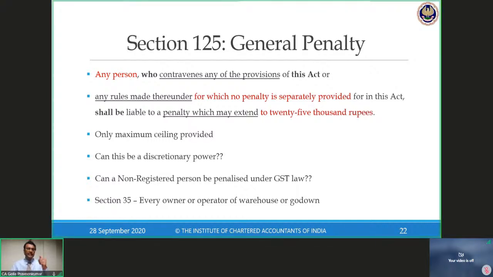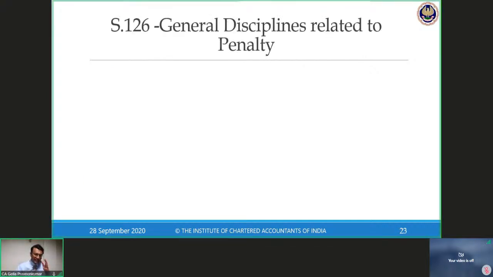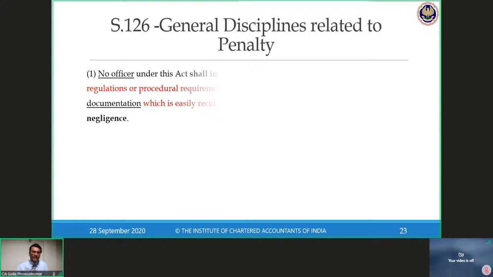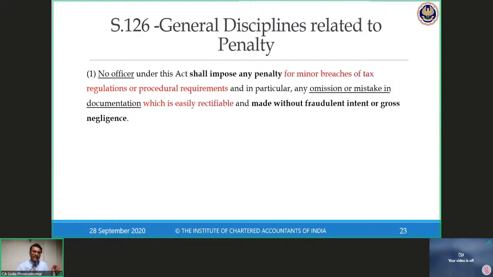So I'll continue with my discussion on section 125. That is the general penalty, section 125. Coming to the next provision called section 126, general disciplines related to penalty. Very, very important to go through this particular section 126. Whenever there is an invoking of penal provisions, this is what we need to keep in mind: how an officer concludes that a penalty can be invoked under this particular provision called 126.